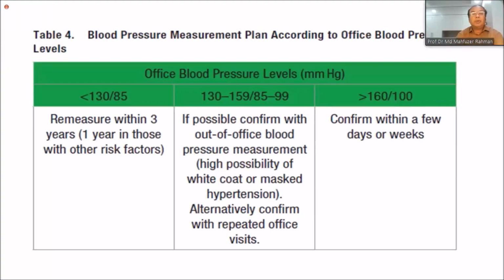And at the level of systolic 130 to 159 or diastolic 85 to 99, if possible, it should be confirmed with out-of-office blood pressure measurement. There is a high possibility of white coat or masked hypertension. Alternately, confirm with repeated office visits. And if the blood pressure level is 160 over 100 millimeters of mercury, 160 systolic and diastolic 100, we should confirm within days or weeks.